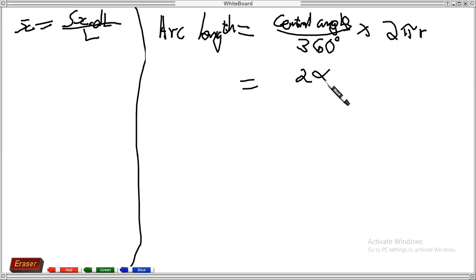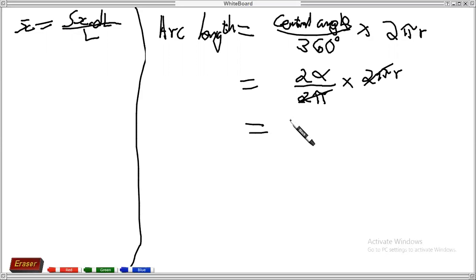You will have 2 alpha divided by... Normally these things are done in terms of radians, isn't it? Yes, sir. So in radians, 360 is the same as 2 pi, because pi is like 180. Never forget that one. Times the circumference, 2 pi r. This 2 pi will cancel with this 2 pi, then you're left with 2 pi r.